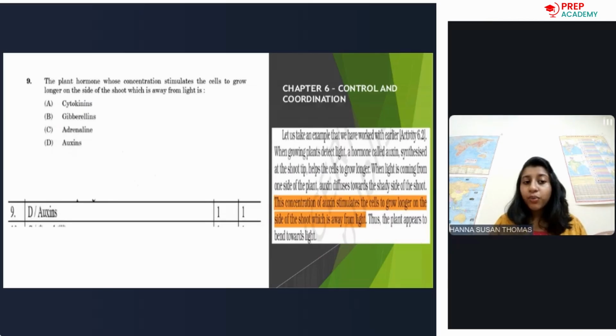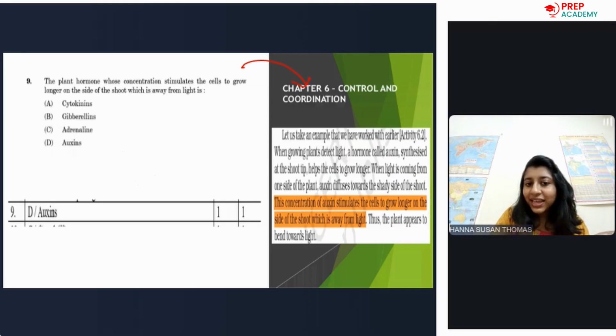The plant hormone whose concentration stimulates the cells to grow longer on the side of the shoot, which is away from light, is. So I have told you, when you read this question, you have to have in your mind from which chapter this particular portion belongs. From which chapter? It's control and coordination, Chapter 6.